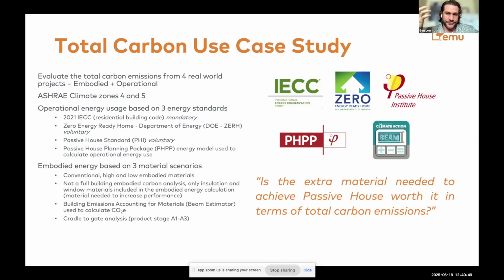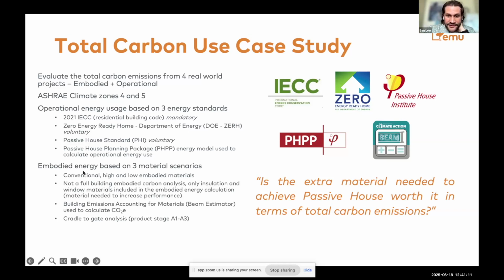So the research question is: is this extra material needed to achieve the Passive House standard worth it in terms of our total carbon emissions? If we're doing a really, really efficient home, but we spent a ton of energy with the materials that we use to build that home, is that something that we should strive for? So that was the research question.